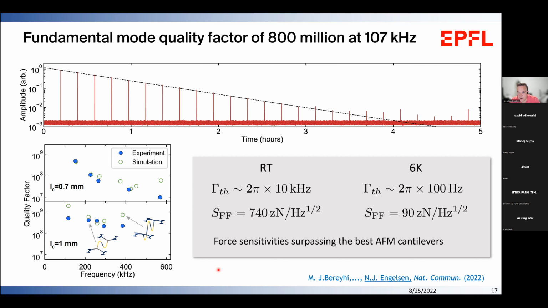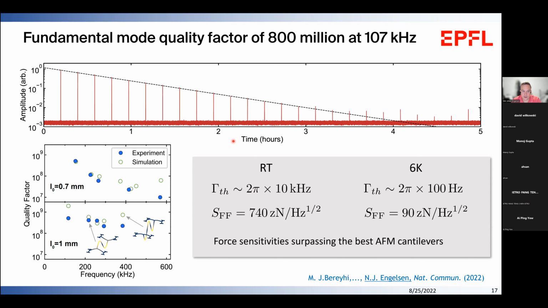For the figures of merit of these structures, we get thermal decoherence rates, or these heating rates that I showed earlier, of about 10 kilohertz at room temperature and 100 hertz at 6 Kelvin, which is approaching the heating rates of the best trapped ion traps. And the force sensitivities here are surpassing the best AFM cantilevers.